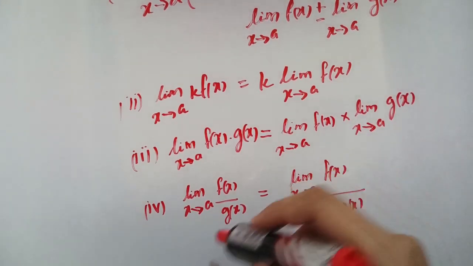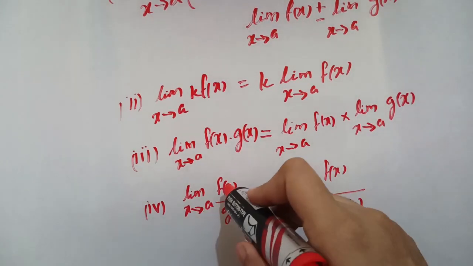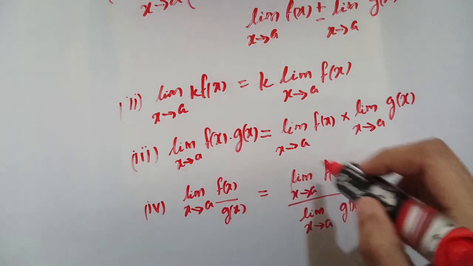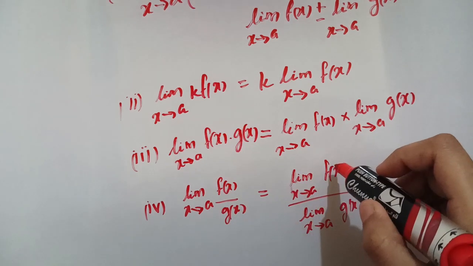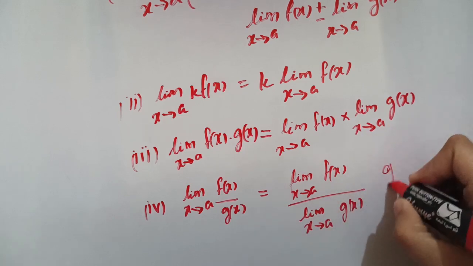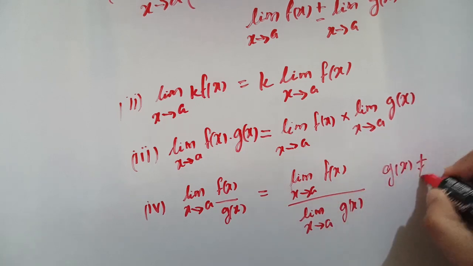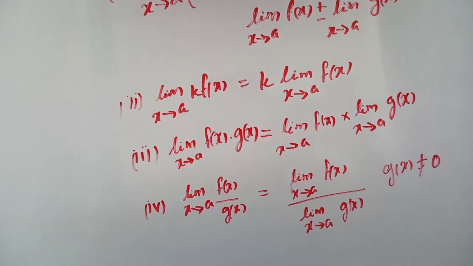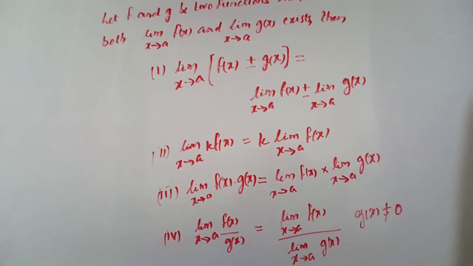Next, fourth property: limit x tends to a, f of x by g of x is equal to limit x tends to a, f of x by limit x tends to a, g of x, where g of x is not equal to 0. These are the four properties of limit. These properties are called algebraic properties.